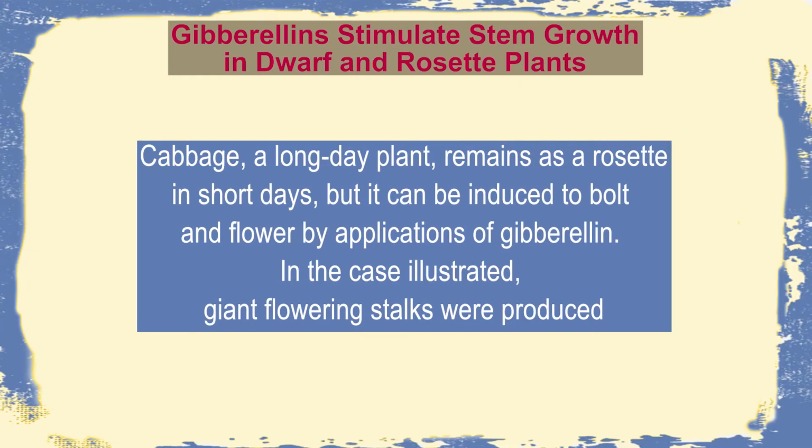There are plant forms called rosette forms. For example, cabbage in short days take up that rosette form. If we apply gibberellin to rosette plants, then it also shows dramatic elongation. These two facts indicate that exogenous gibberellin can stimulate stem elongation in dwarf as well as rosette plants.